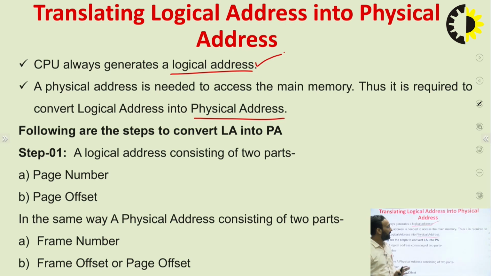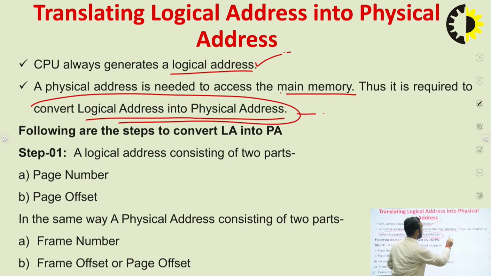Logical address is always generated by the CPU. The CPU doesn't know the exact physical address of the main memory. It generates a logical address, and a physical address is needed to access the main memory. Thus it is required to convert a logical address into a physical address. When a CPU requests any data, it transmits a logical address, and this logical address is converted into a physical address. The major part of this conversion is done with the help of the concept of paging.